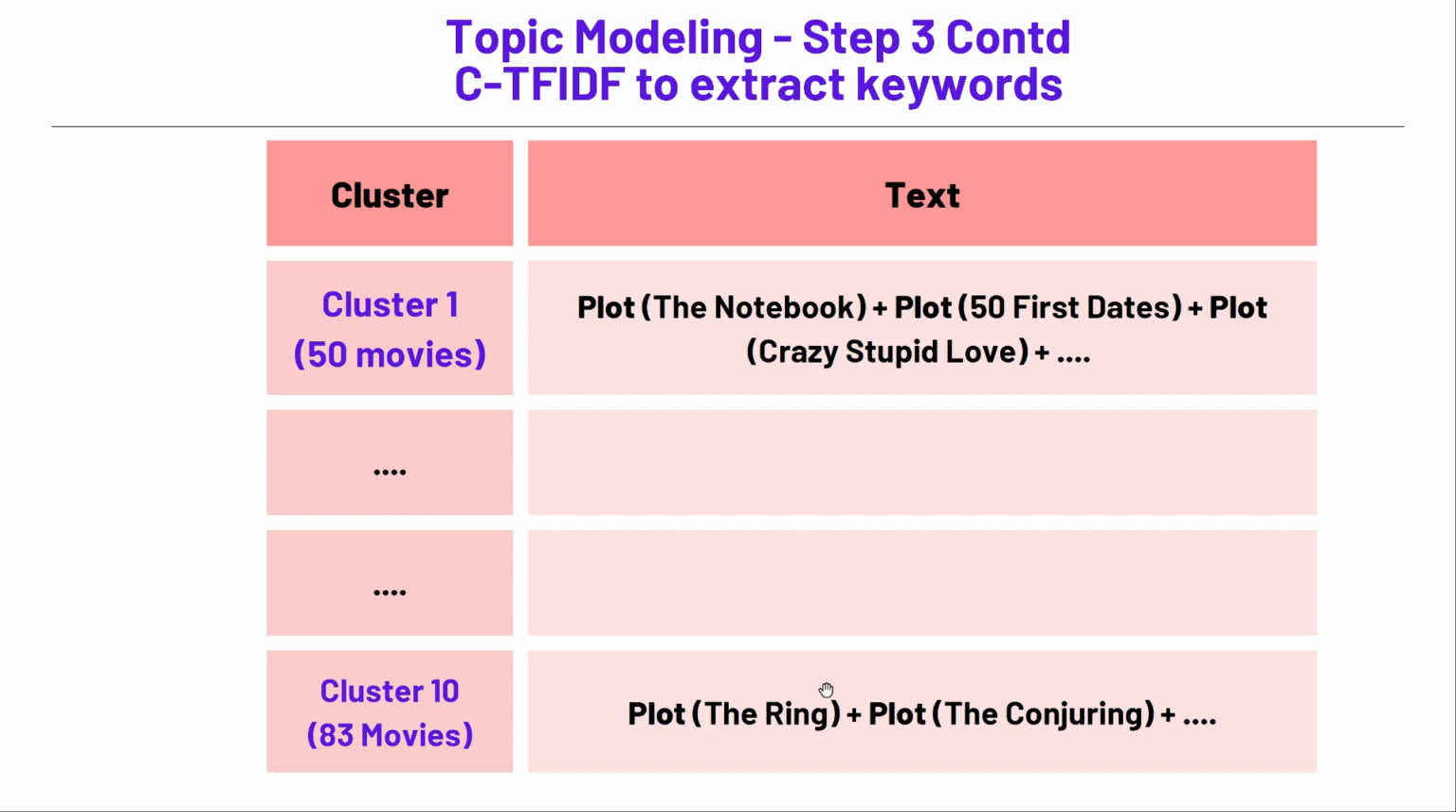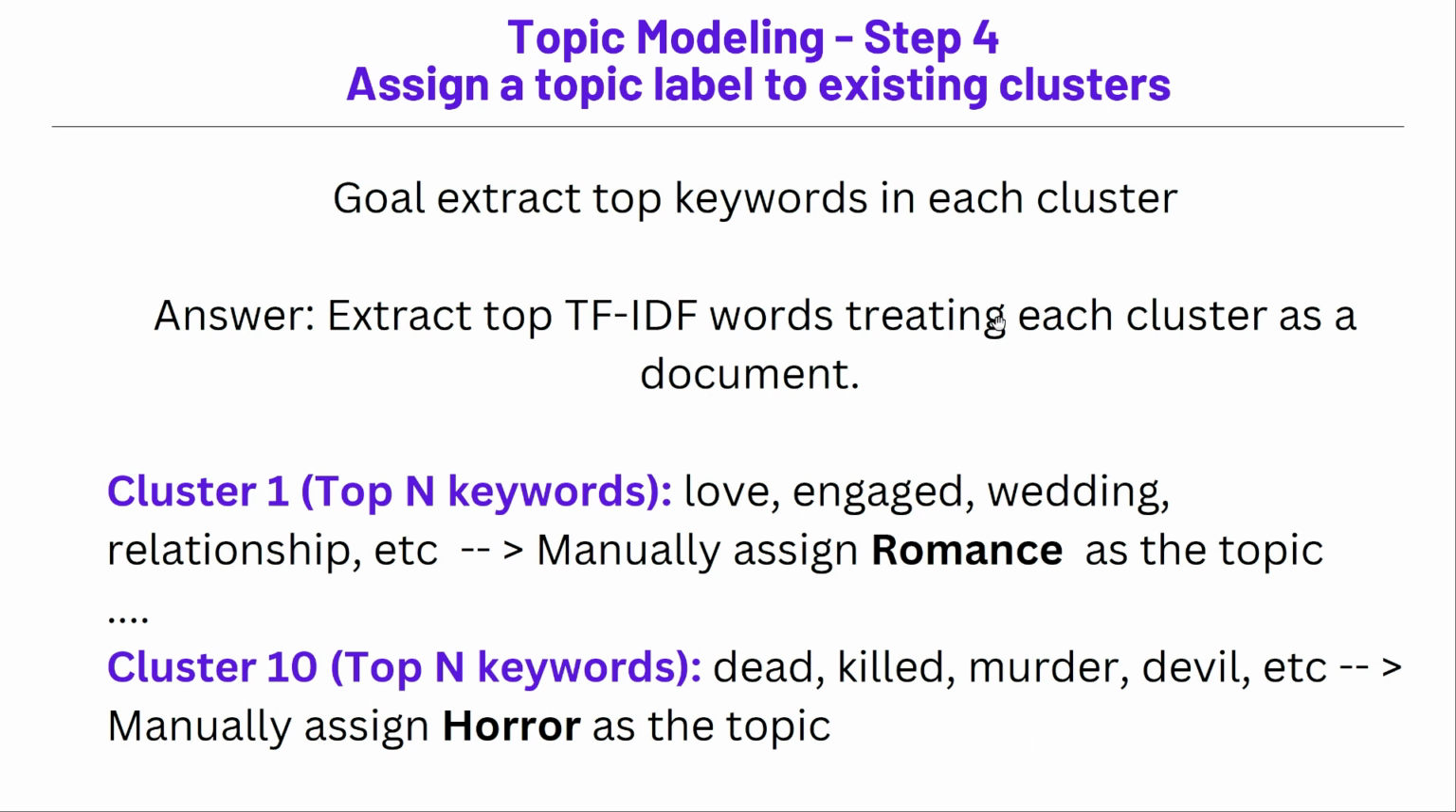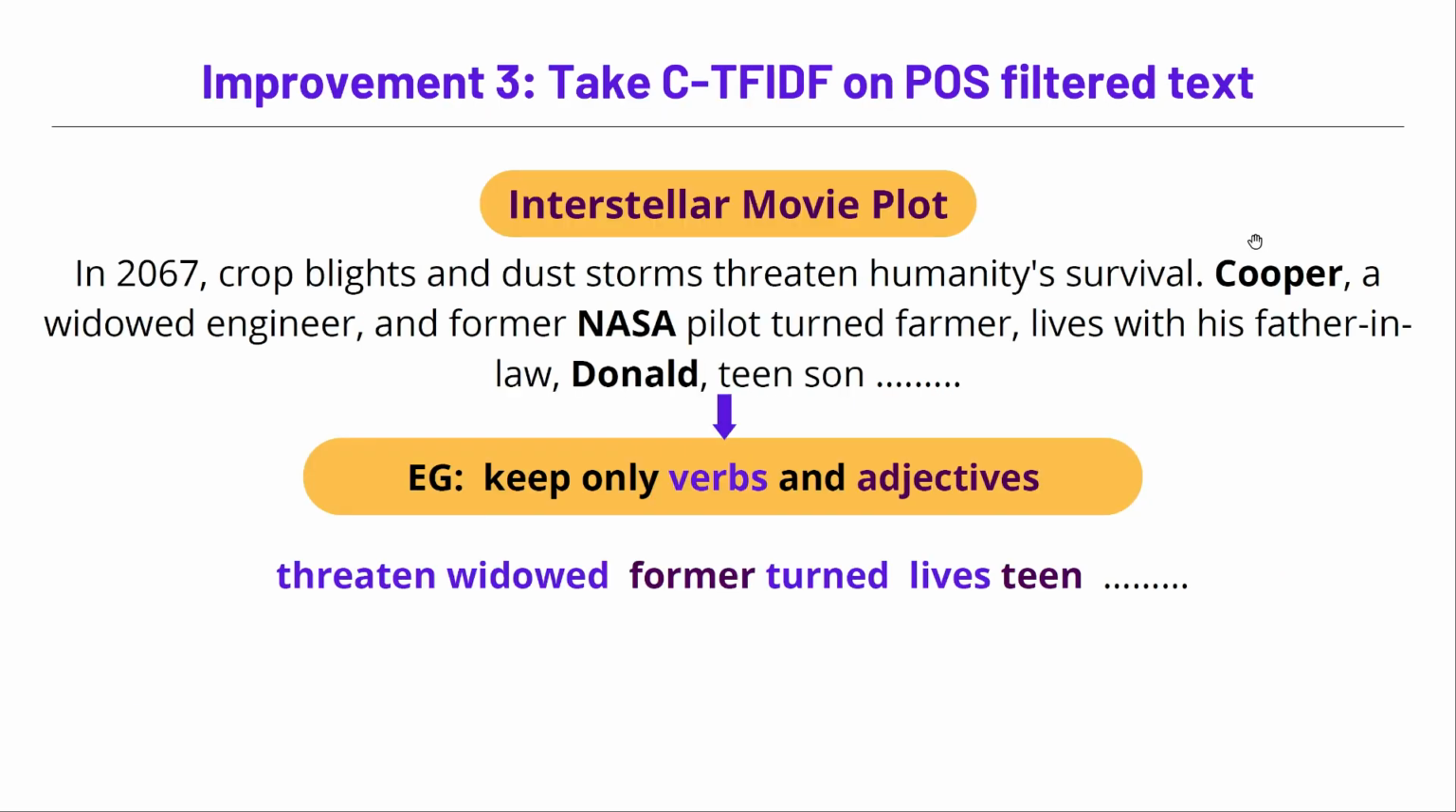Similarly, cluster 10 will be the same. So simply put, instead of extracting nouns like Cooper and other things, you can extract just the verbs and adjectives, or depending on your use case, whatever parts of speech you want to tag and identify. And then you can use those as the top n keywords. So that is improvement 3: filter the movie plot to keep only the things that you want. In our case, it could be verbs and adjectives, or you can keep only common nouns, whatever the case. Depending on what you want to classify your topics on, you can filter this document to keep only the necessary words that are relevant to your topic modeling use case.